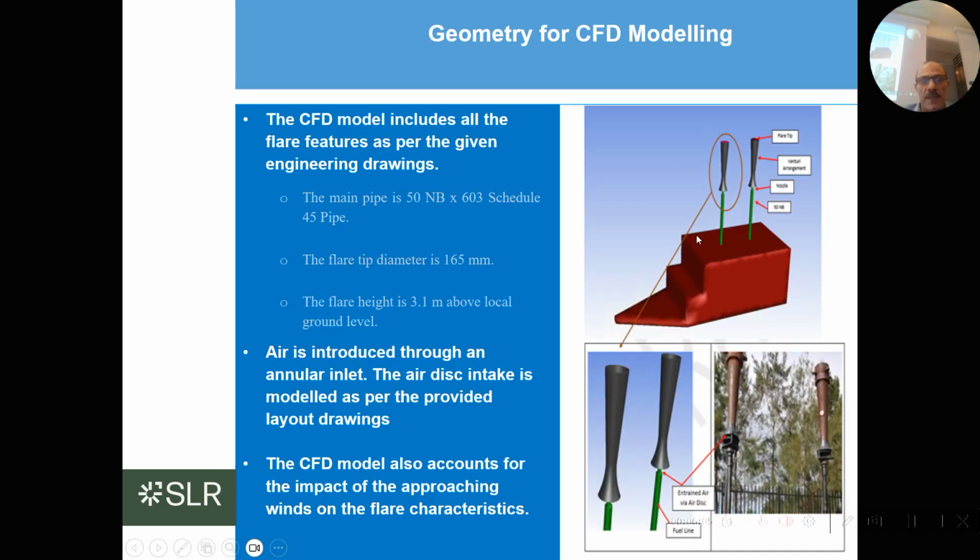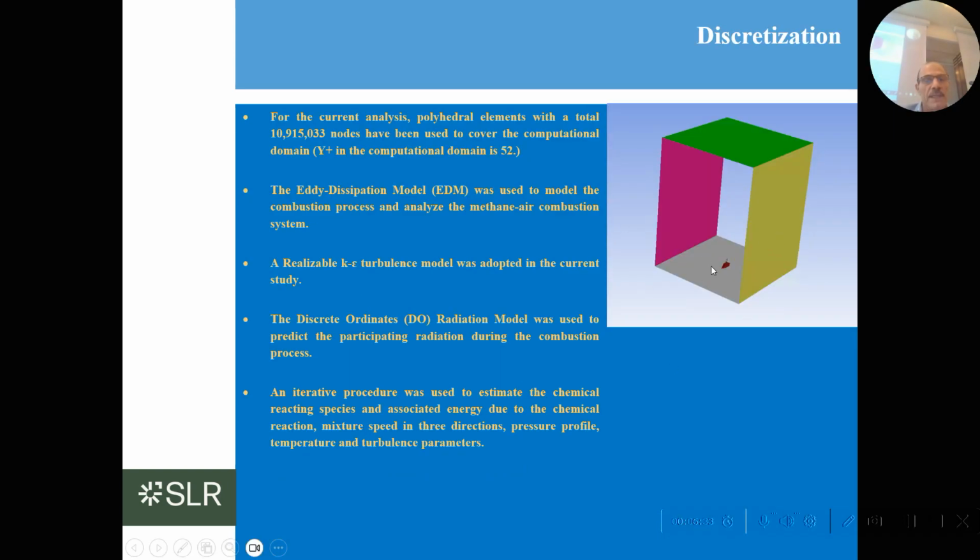So I'm just showing an image from the CFD model, which is very accurate when you compare it to the actual system. You could see here that air is introduced through an annular inlet. Then there is a disk intake where the air enters the system, and this has been included in the CFD model. As previously mentioned, this model accounts for the impact of the approaching winds on the flare characteristics. We are just showing the trailer inside the computational domain. And I have also provided some information about the discretizations, just to make sure we got an accurate numerical solution.